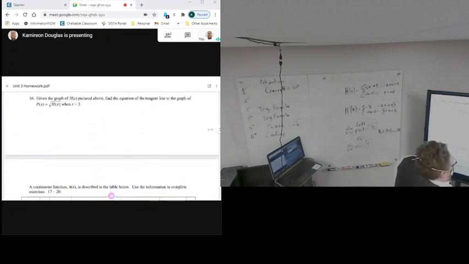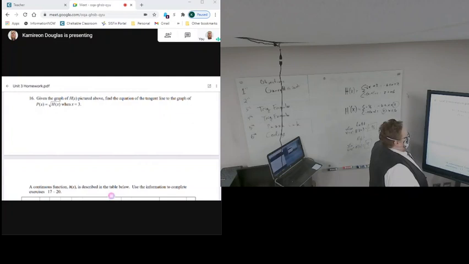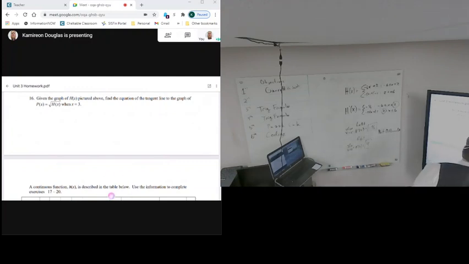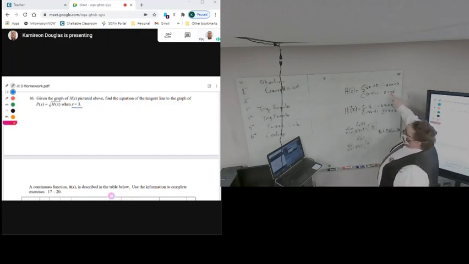Given the graph of h of x pictured above, find the equation of the tangent line of the graph of p of x equals the square root of h of x when x equals 3. Don't you just take what h of x is and put it underneath the square root? Yes, but specifically when x equals 3. That's the key component there. Because there are two equations, but only one of these is being applied at 3.